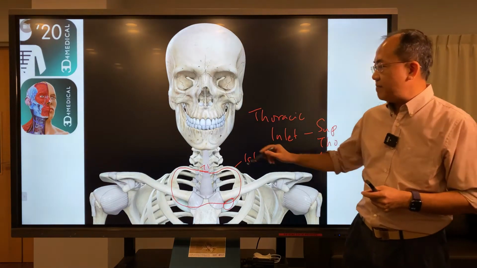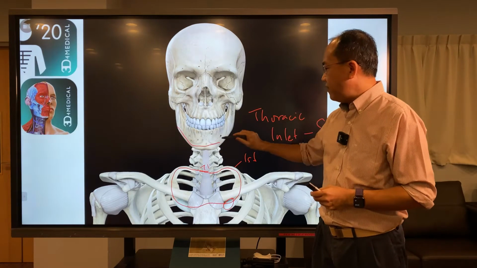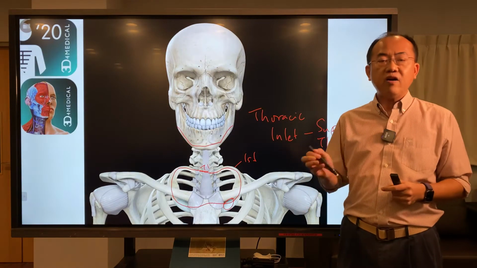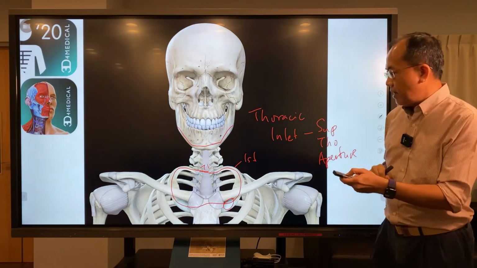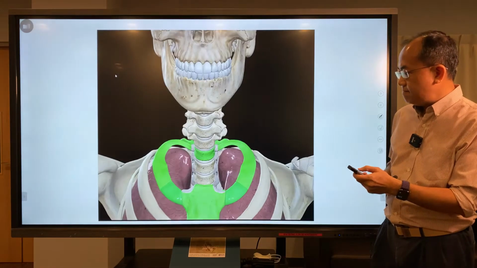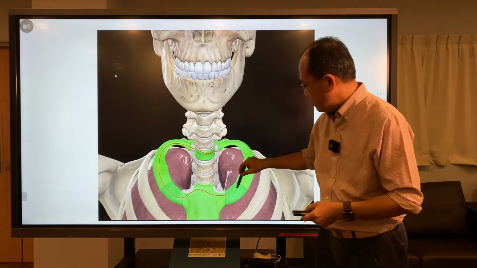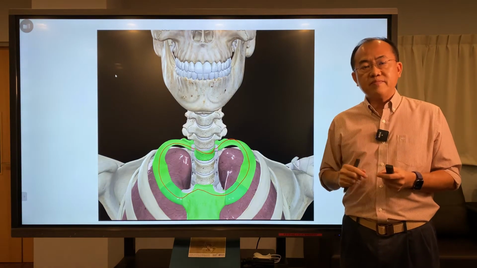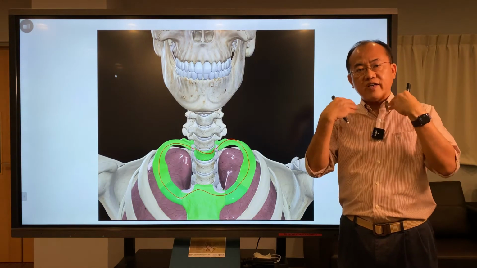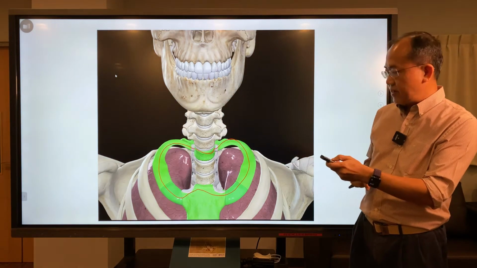And superiorly it is bounded by, right now we are looking from the front, yeah? Bounded by the inferior border of the mandible. Later on, I'll show you the posterior part of the superior boundary, right? Okay, when we remove the clavicle, this will be the enlarged view of the thoracic inlet. Remember, the thoracic inlet is where the communications between structures of the thorax and the neck, and vice versa, occur, right? Okay, so that is the thoracic inlet.